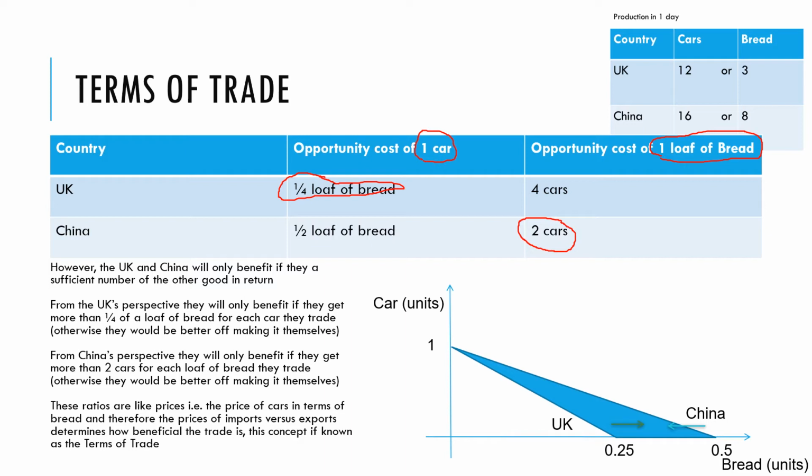So for example, if the 2 products here are exchanging in a ratio where for 1 car, the price of bread is somewhere between 0.25 loaves of bread and half a loaf of bread, both countries will be happy. Remember, the UK wanted to get more than a quarter of a loaf of bread for each car, and China would want to be making less than half a loaf of bread to receive 1 car. So as long as the price of cars in terms of bread was somewhere in the middle, say 0.3, then both countries at this rate of exchange could benefit. This would be a suitable terms of trade.